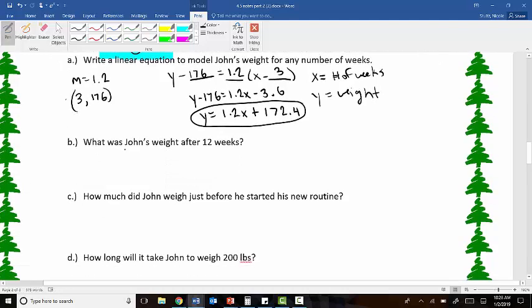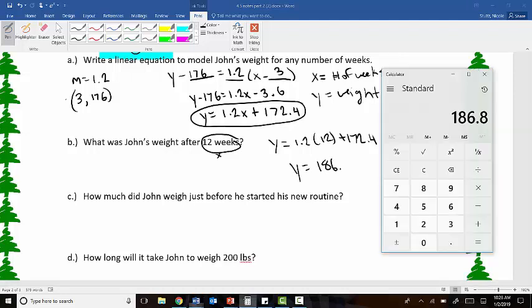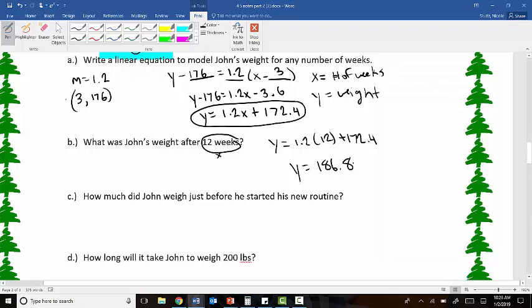So letter B says, what was John's weight after 12 weeks? So either I gave you an X or I gave you Y. Well, weeks is X, so this is your X value. So we're going to leave Y alone, but instead of X, we are going to use 12. And then we're going to work that out, and I believe you're going to get 186 point, I think it's 8. Yep, 186.8 pounds. So after that many weeks, that's approximately his weight.